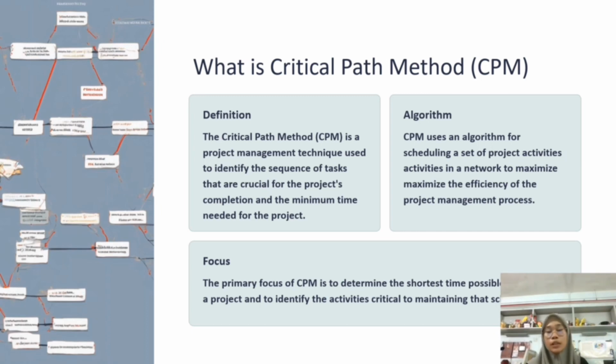The second one is algorithm. CPM uses an algorithm for scheduling a set of project activities in a network to maximize the efficiency of the project management process. The last one is focus. The primary focus of CPM is to determine the shortest time possible to complete a project and identify the activities critical to maintaining that schedule.